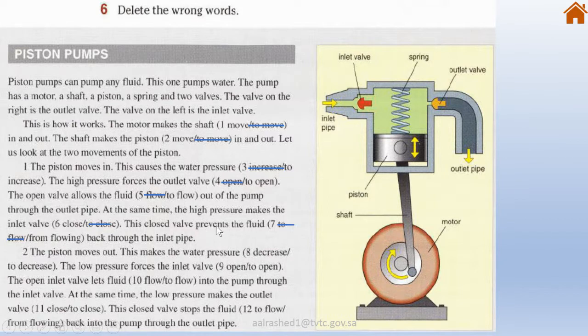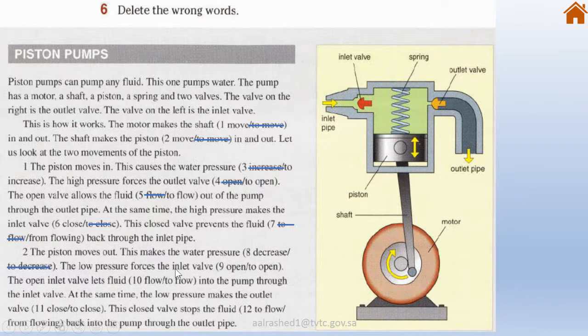Whenever you use prevent in a sentence, you need to add from after the noun, and then ing with the verb, back through the inlet pipe. The piston moves out. This makes the water pressure decrease. So we have makes. Again, like number one, makes. We must not use to with makes. Okay, the correct one is decrease.